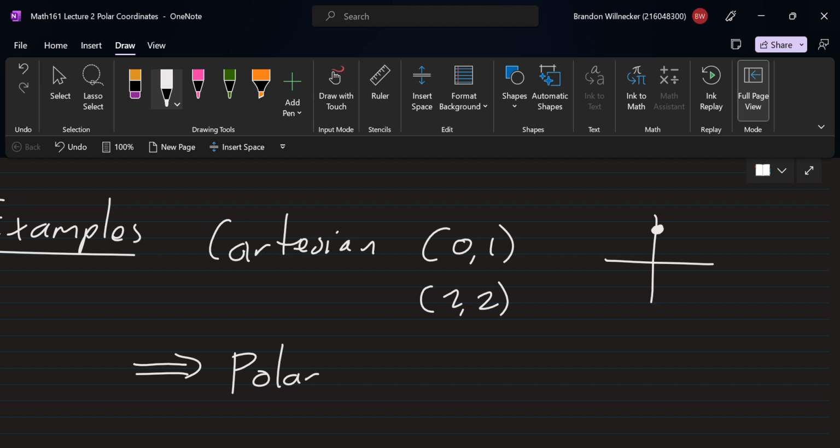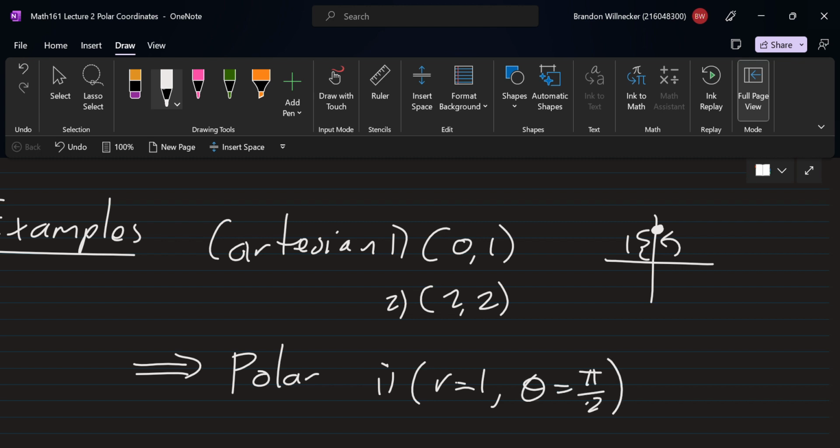Let's find the radius. That is the distance from the point to the origin. But since it's at (0, 1), we can just use the distance formula. We know that this distance is 1. So that means the radius is 1. So for this first example, we know that the radius is 1. So let's put r equals 1. What about the angle? That's the angle from the horizontal. So this angle here is 90 degrees, or pi over 2. So we can put theta is pi over 2. Okay, so that's how we convert like that.